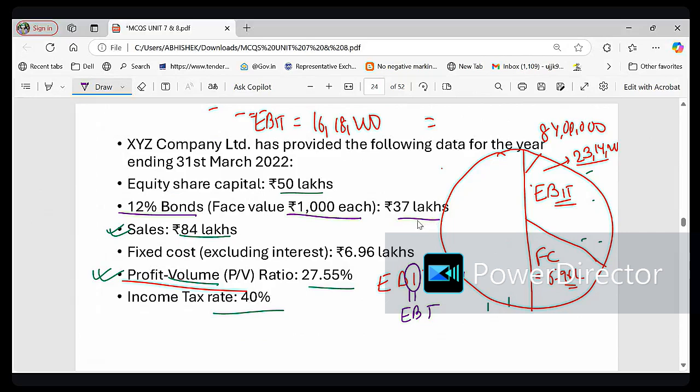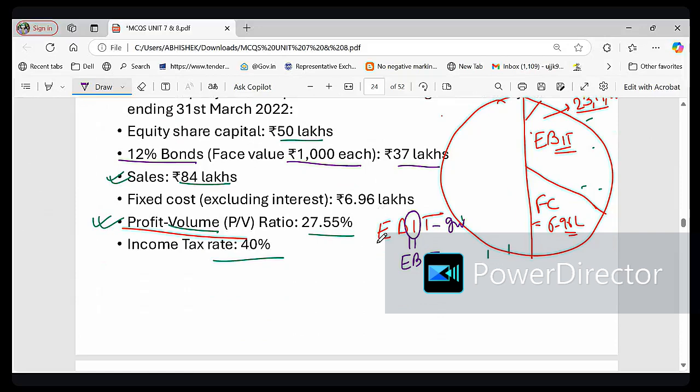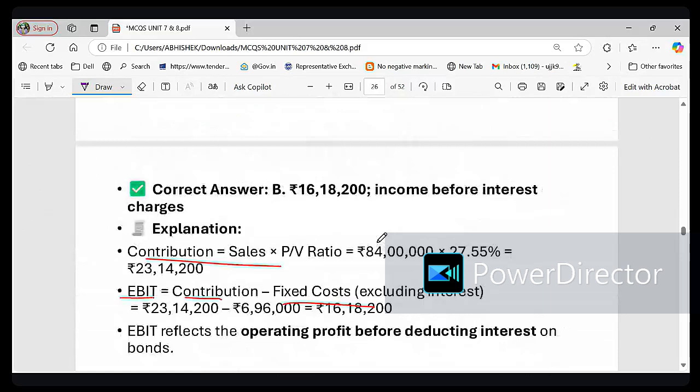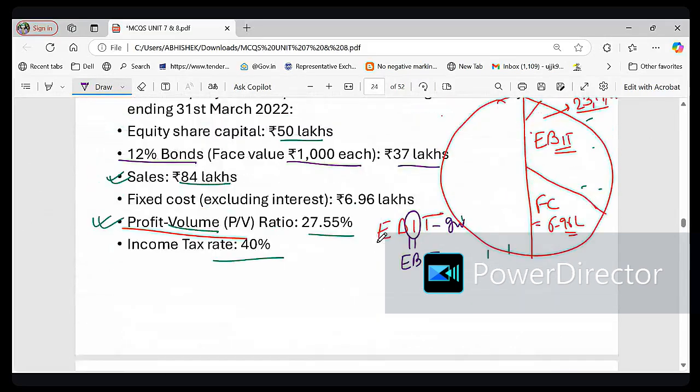Can you calculate the interest? See, basically bond coupon rate is given as 12%. Face value is 1,000 rupees. Basically, bonds are issued with the face value, and 37 lakh. It is very simple. You calculate 12% of this 37 lakh. So 12 by 100 multiplied by 37 lakh.